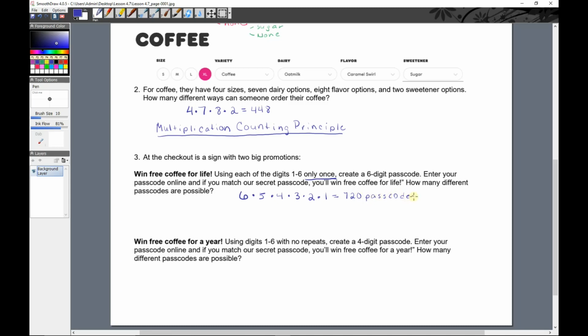And there's also a name for this sort of multiplication counting principle. These are called factorials. All right, starting with n, which would have been the biggest number, 6, and then just decreasing by 1 for each subsequent digit, and multiplying them together. Okay, and the shorthand notation is this: 6 with an exclamation point means 6 factorial, and that's how it's read, 6 factorial.